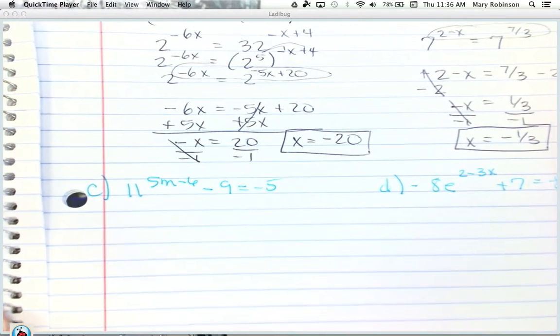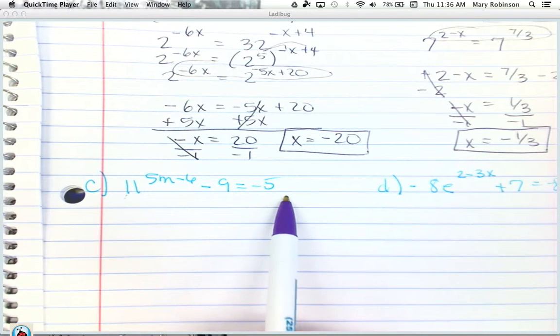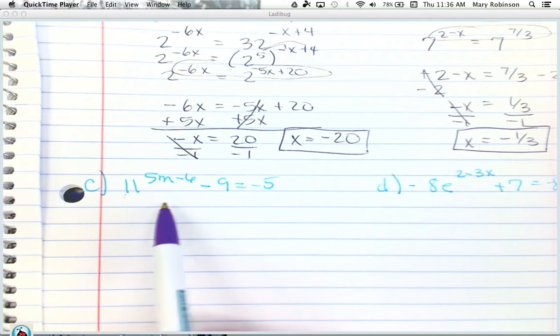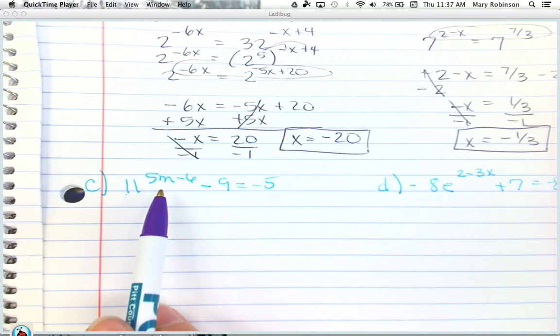For part C, notice our base is 11 and there are no exponents on the right. We cannot make the left and the right side have the same exponents. That means our job this time is going to have to be to use log to solve for m. In this exponential equation, when your variable is in the exponent, it's an exponential equation.